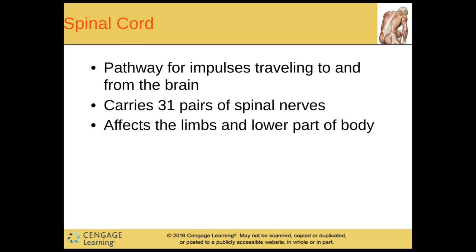So our spinal cord, this is a pathway for impulses that are traveling to and from the brain. It carries 31 pairs of spinal nerves, and it affects the limbs and lower part of the body.